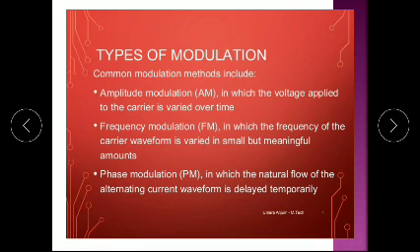So what is amplitude modulation? Amplitude modulation is the modulation process in which the amplitude of the carrier signal is varied according to the amplitude of the modulating signal. In frequency modulation, the frequency of the carrier signal is varied according to the frequency of the modulating signal. In phase modulation, the phase of the carrier is varied according to the modulating signal.